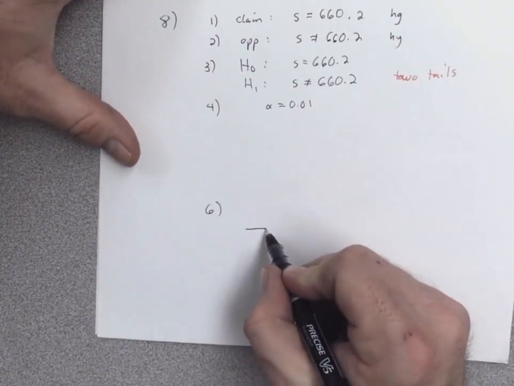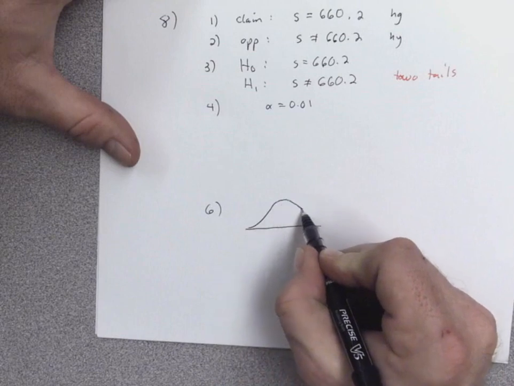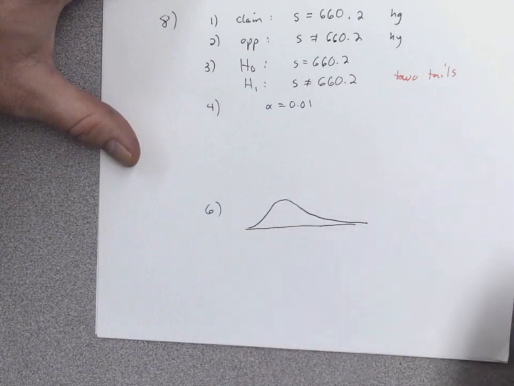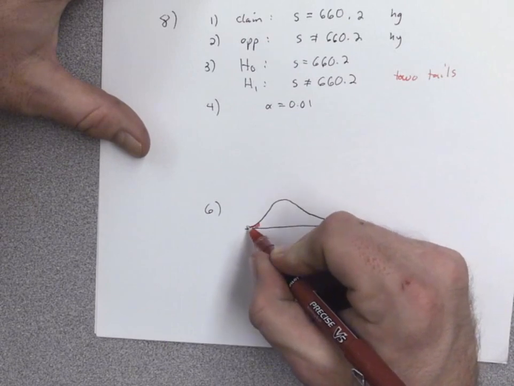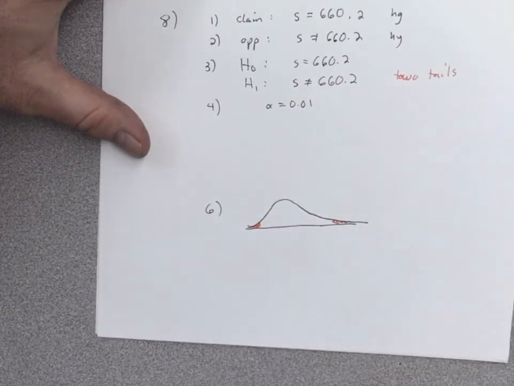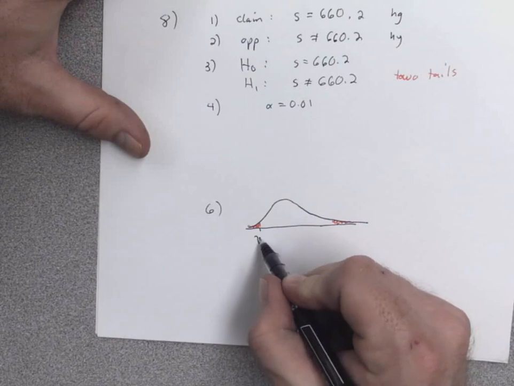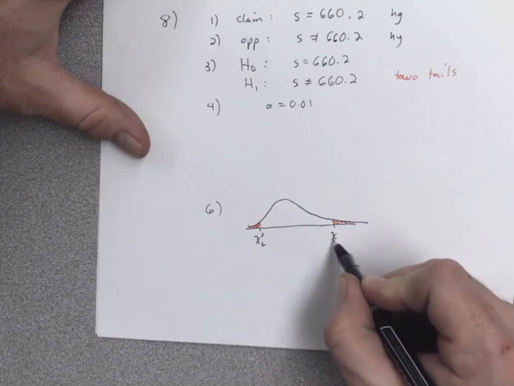We're going to have a two-tailed situation. Now, remember, it's a chi-squared distribution, so it's a skewed right distribution. But it still kind of looks the same. It's two-tailed, so I'm going to have a tail over here and a tail over here. And this cutoff is going to be chi-squared left, and this cutoff is going to be chi-squared right.